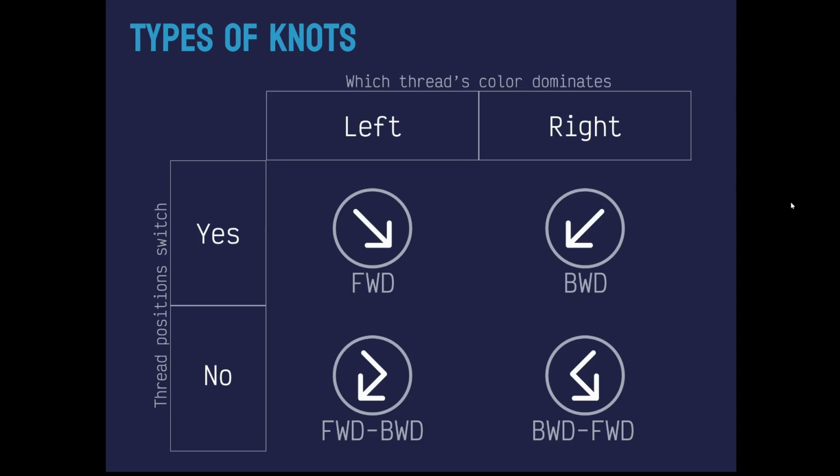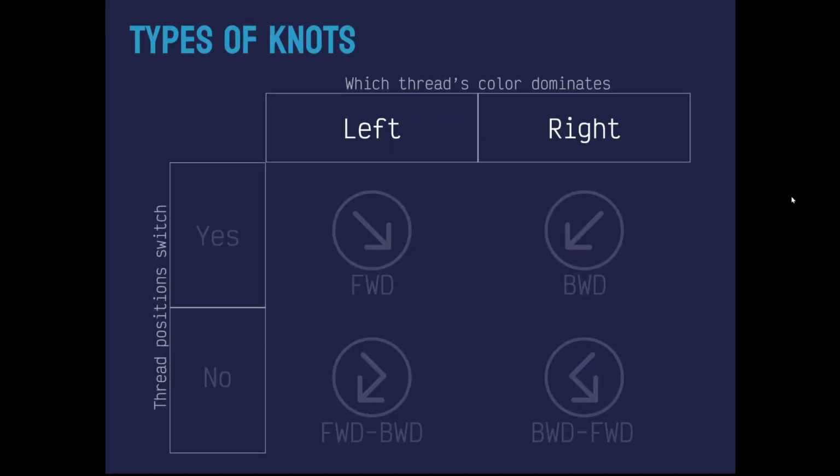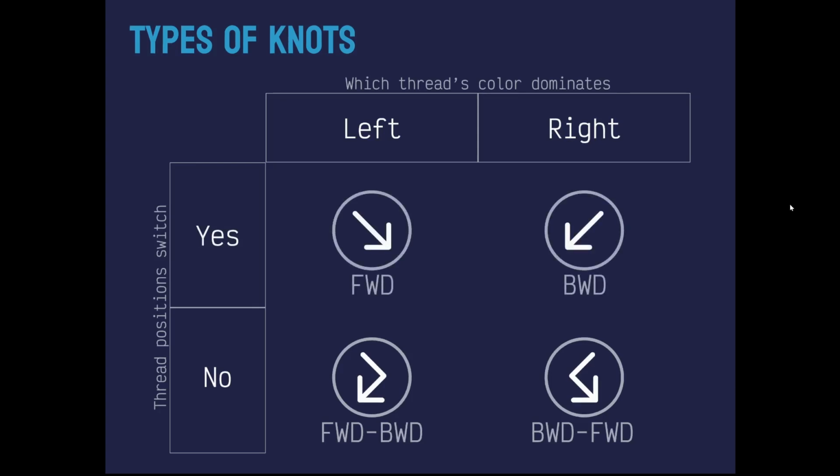There are 4 types of knots: forward, backward, forward-backward, and backward-forward. The choice of knot depends on which of the 2 colors you want to appear on the knot and whether you want the thread positions to switch or not. Forward makes the left-hand thread's color dominate, backward makes the right color dominate. Both of these switch the order of the threads going through the knot though. Forward-backward is like forward, but keeps the order of threads the same. Backward-forward is the same as backward, but keeps the order of the threads the same.